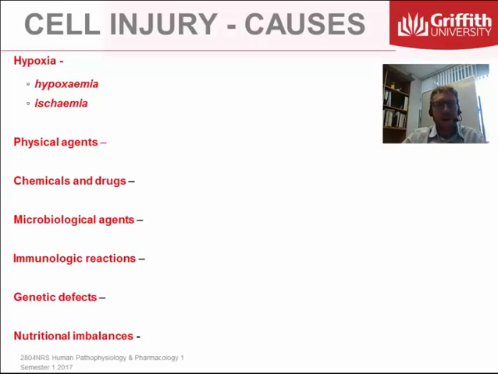And then finally, quite surprisingly, you can have excessive nutrients such as glucose in the blood, causing things like obesity and diabetes. So actually, too much of nutrients can be detrimental as well.